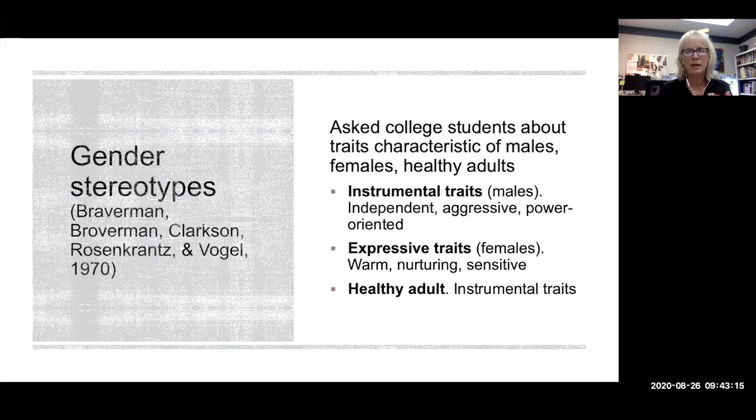Now, Braverman and her colleagues asked college students about those characteristics that they perceived as part of being male, female, or healthy adults. And in general, as we saw in the last slide, instrumental traits are more associated with males, expressive traits more with females, and healthy adults are much more likely to be described using instrumental traits. Now think about what that means. It suggests that the ways that men are socialized to behave are perceived as healthy, and that the ways that women are socialized to behave are less likely to be perceived as healthy.